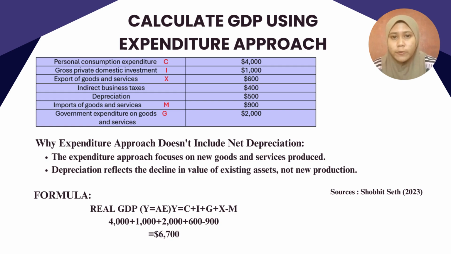Why does the expenditure approach not include net depreciation? This is because the expenditure approach focuses on new goods and services produced, and depreciation reflects the decline in value of existing assets, not new production. Including depreciation in the expenditure approach would be like double counting, as the initial purchase of the asset was already included when it was first bought, while GDP measures the value of what is produced in the country. Net national income measures how much of that value stays in the country.